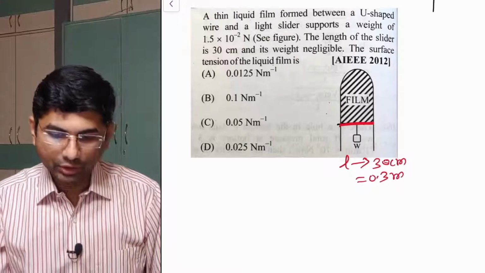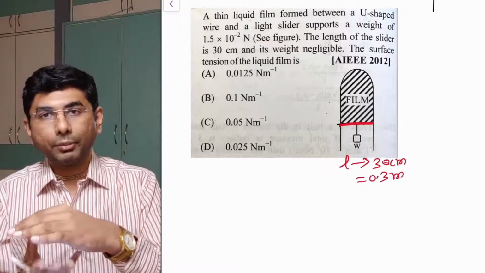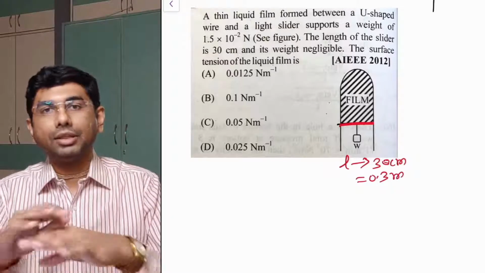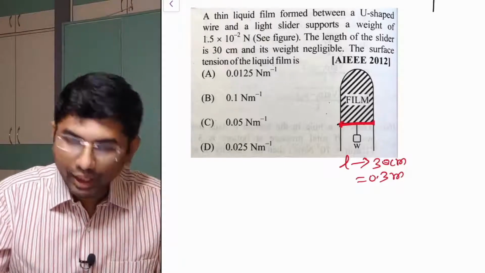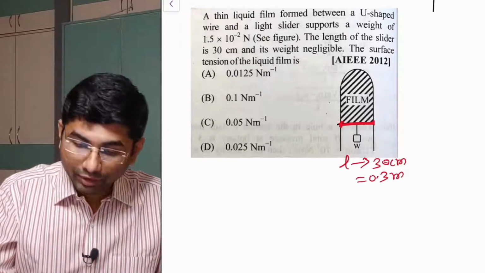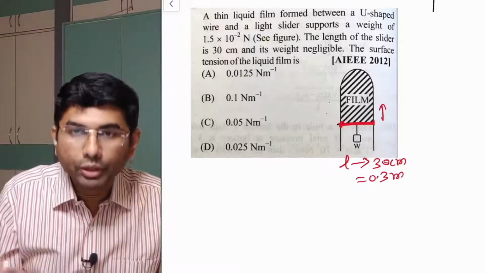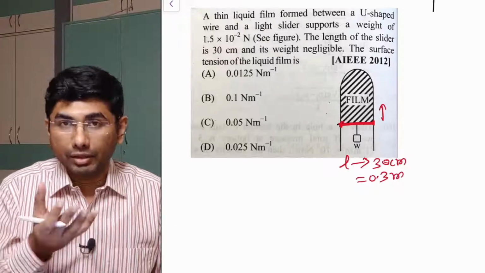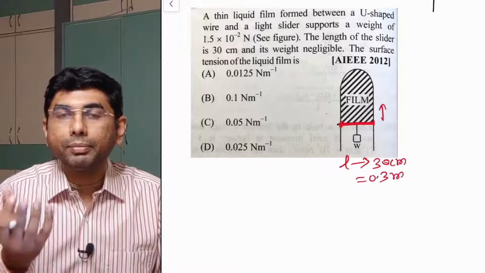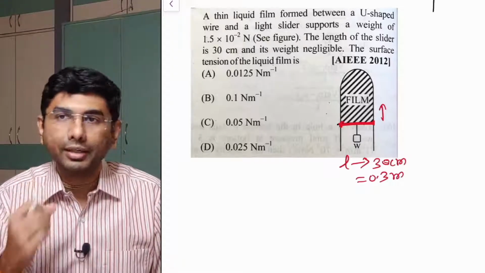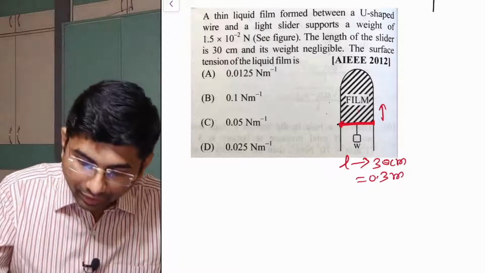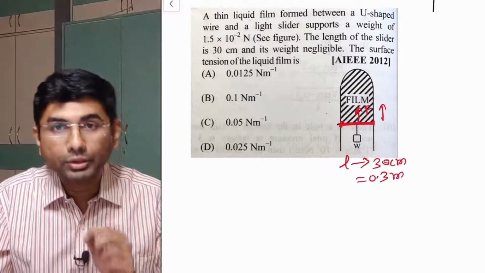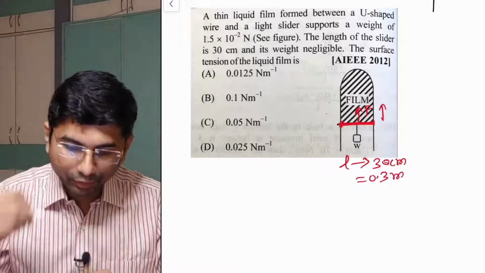That is given to us. Now this length is being supported by this weight. As such, this slider is free to move, and because of surface tension, this slider should come up, because the film will always try to reduce its area. But now because of the small weight, the surface force due to surface tension being exerted here will be balanced by this weight.